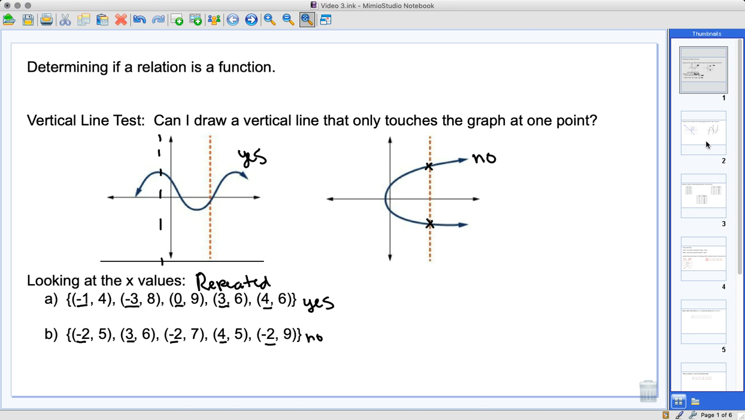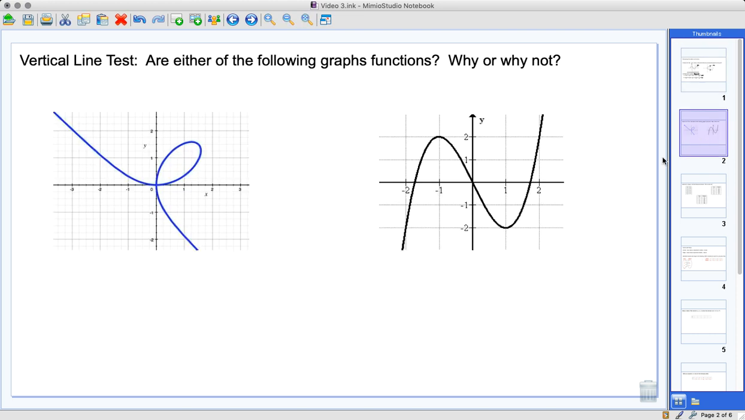Okay. So on the next page, I want you to take a few minutes and I want you to determine if the graphs are functions and then why or why not. Guys, your why or why not is all based off that vertical line test. Do they pass the vertical line test?